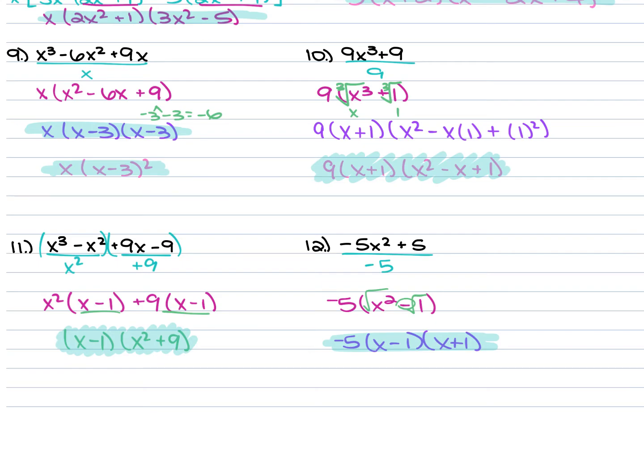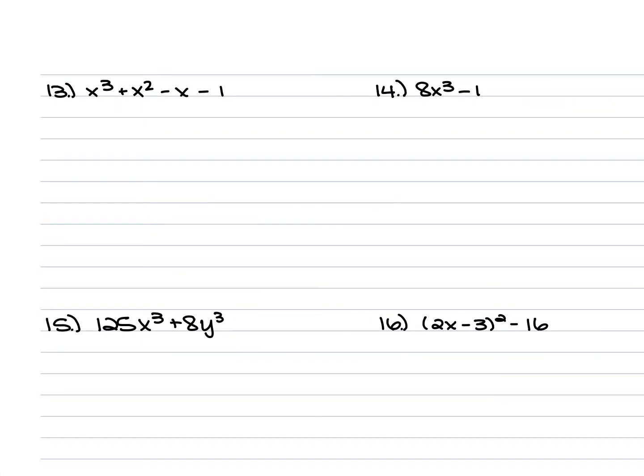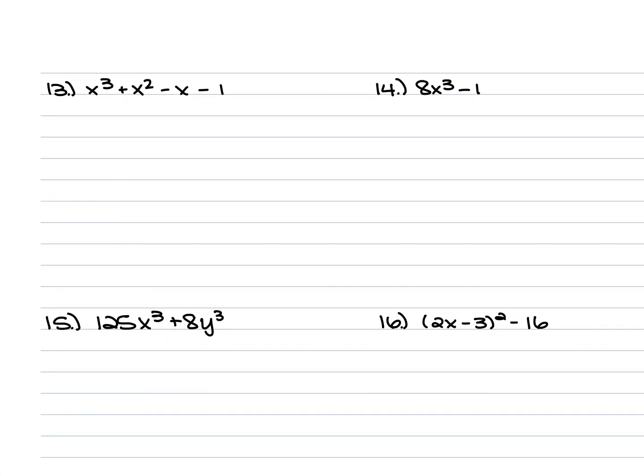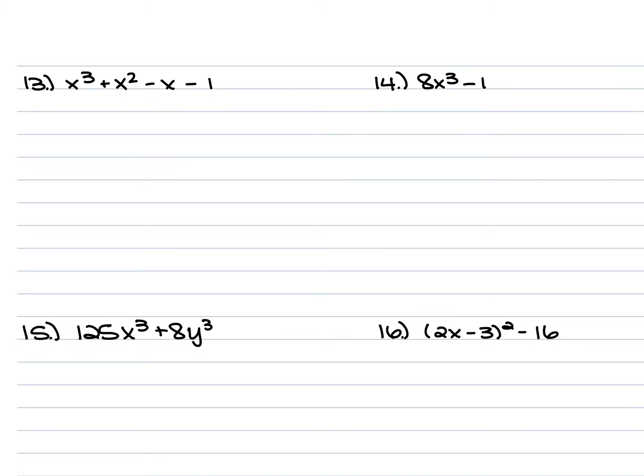For number 13, you have x cubed plus x squared minus x minus 1. We're going to factor this one by grouping. From the first set of parentheses, you have an x squared. From the second, you have a negative 1. So this gets rewritten as x squared times x plus 1 minus 1 times x plus 1. Two parentheses are the same, so that gives you x plus 1 times x squared minus 1.